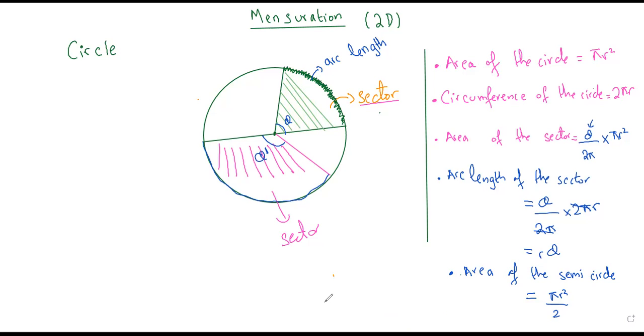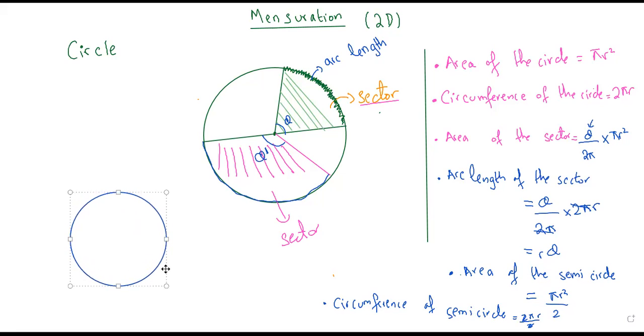Okay, so the circumference of the semicircle would be 2 pi r by 2, and that would be pi r. Okay, now obviously the statement of the question would tell you what to do.